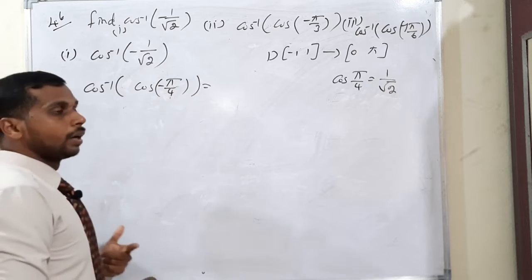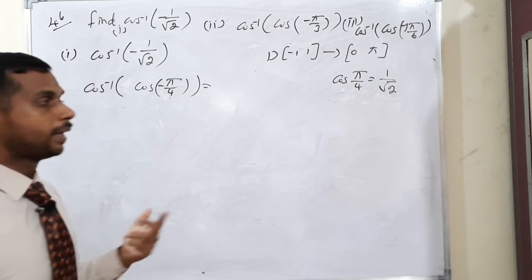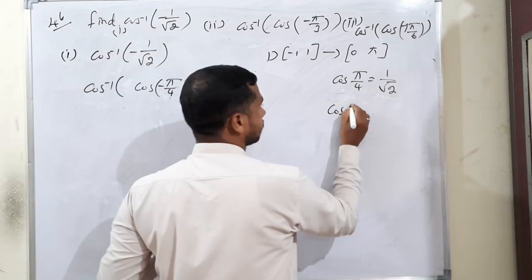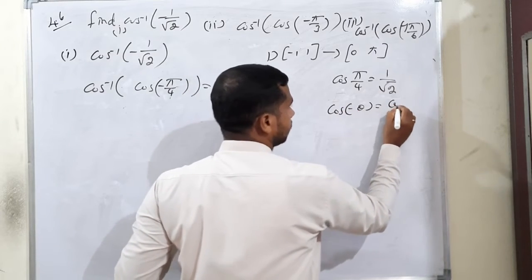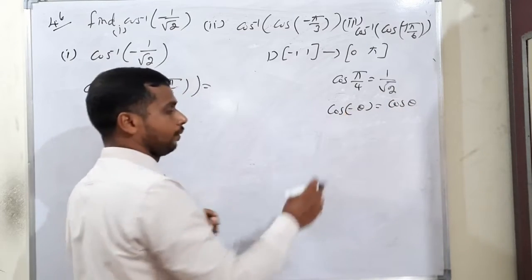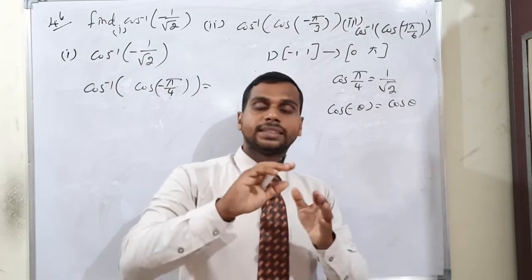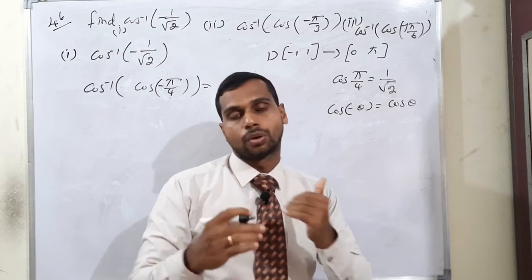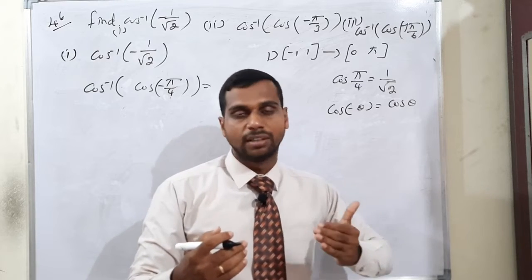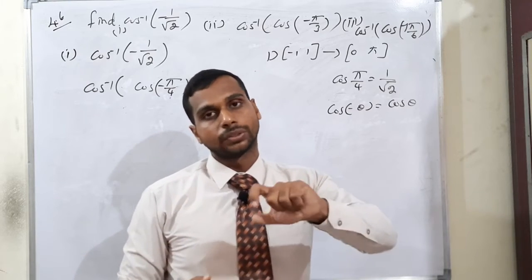So, we know cos of minus theta is equal to positive cos theta. Why? Cos of minus theta means 360 minus theta, which lies in the 4th quadrant. In the 4th quadrant, according to the all silver teacup, cos is positive.